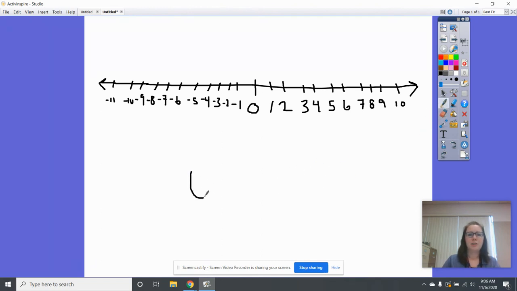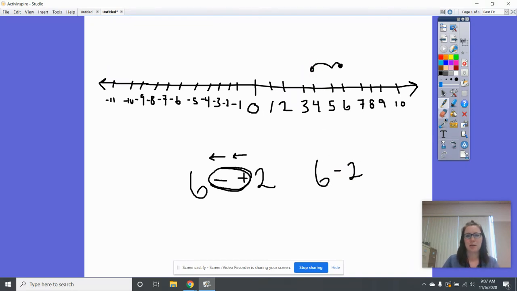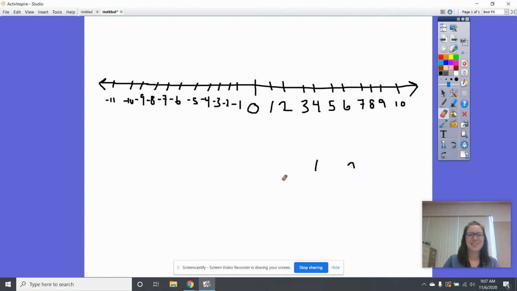What if I do 6 minus a positive 2? Well, 6 is where I start. Minus means I'm going to go backwards. Positive means, yep, do what you think you're supposed to do, which was backwards 2. 1, 2. So here again, we've got the minus and the plus sign right next to each other. I could have just written 6 minus 2, because here we see the answer is 4, which is 6 minus 2. Okay, now let's move on to some even trickier stuff.